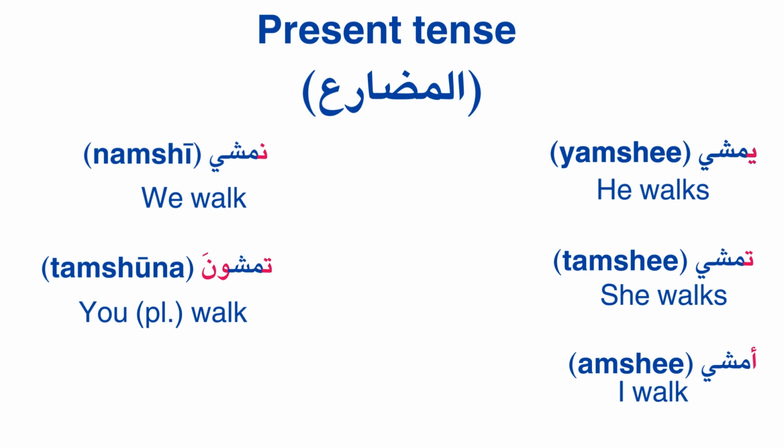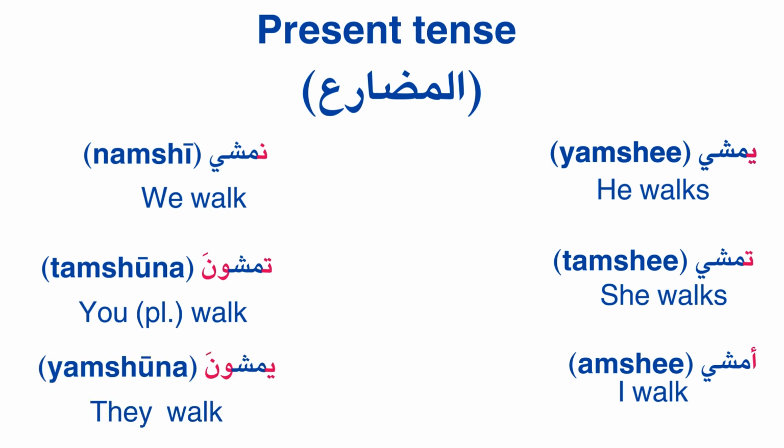Ta for you all and una shows a plural form. Tamshuna, you walk. Yamshuna, they walk. Ya for they here and una shows the plural form.